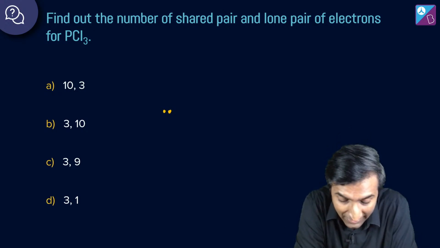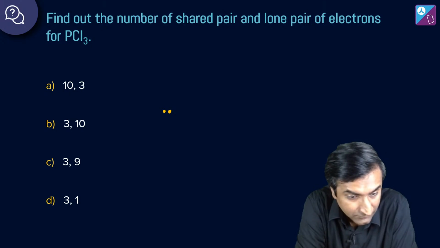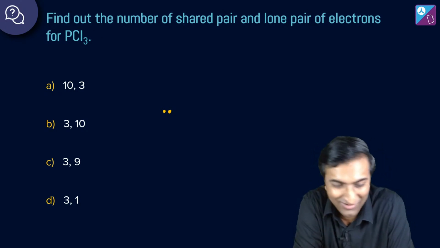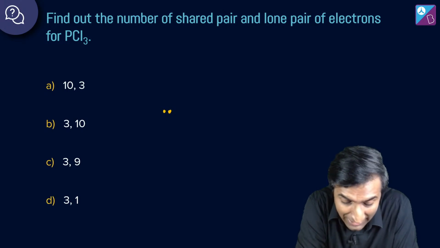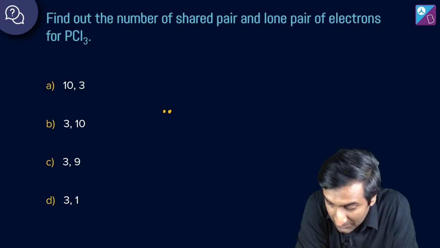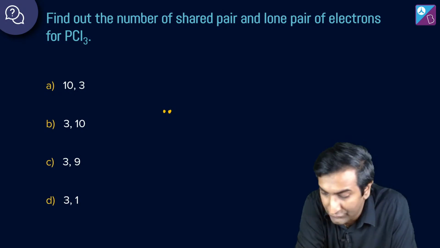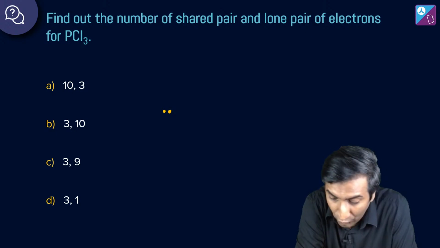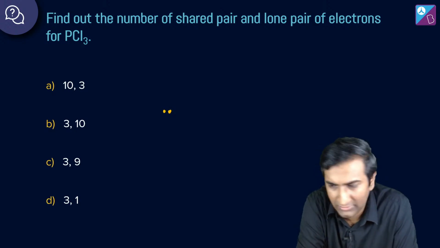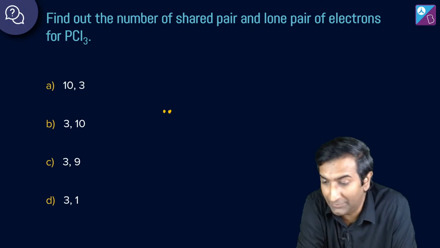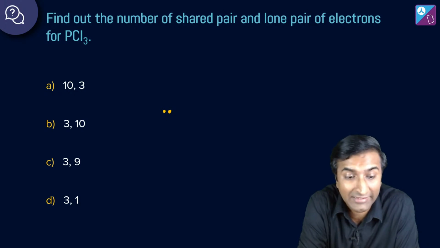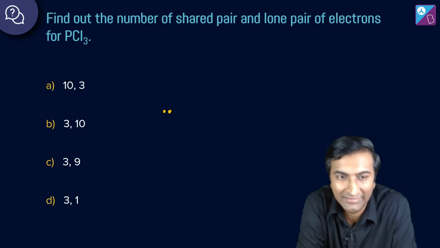Find out the number of shared pair and lone pair of electrons for PCl3. Okay, Medha, absolutely right. Group 15 is electron rich and group 13 is electron deficient. Wow Medha, you've studied very well. Find out the number of shared pair and lone pair of electrons for PCl3. Do you want a hint on this one? The first thing you have to do is draw its Lewis structure. That's my hint. Try it out. I'll give you an entire minute to do this. It's 8:10 now. Let's take time till 8:11 and I'll gradually keep giving more hints.